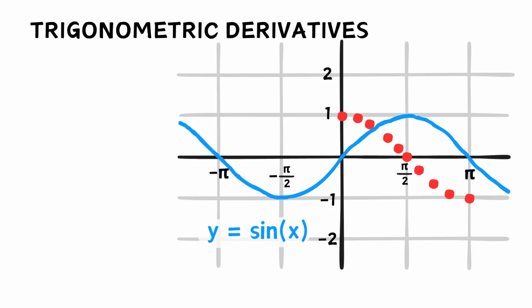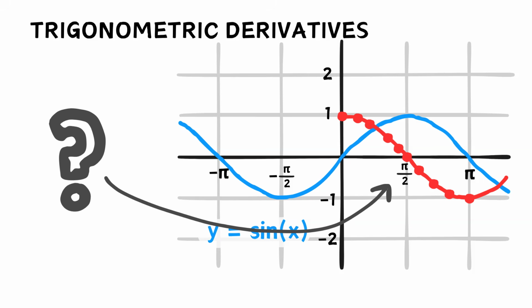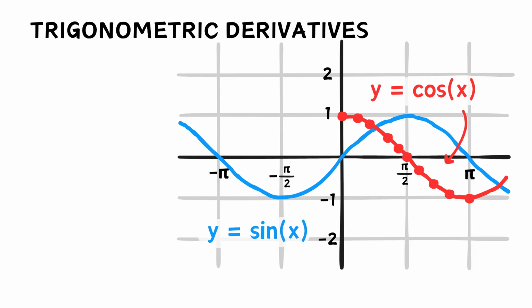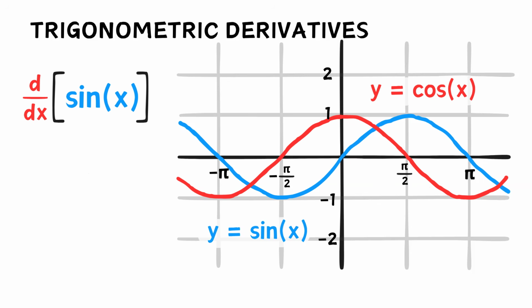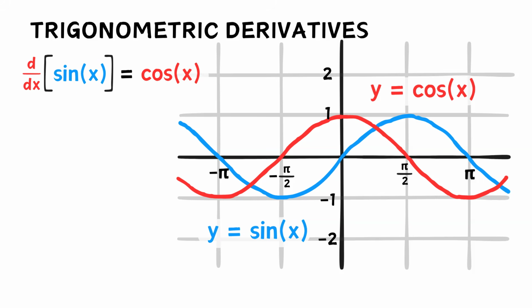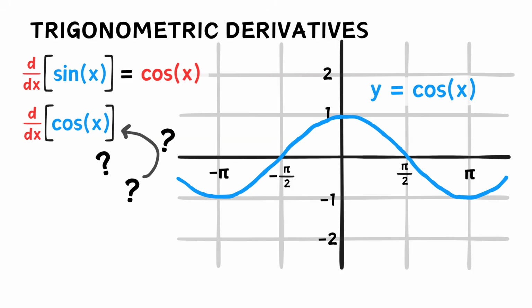As we continue plotting points based on the slopes, we notice a familiar pattern. What does the graph of the derivative of sine of x look like? That's right, cosine of x. So that means the derivative of sine of x is cosine of x. How cool is that? Okay, now what about the derivative of cosine of x?